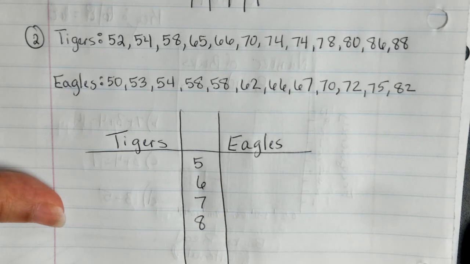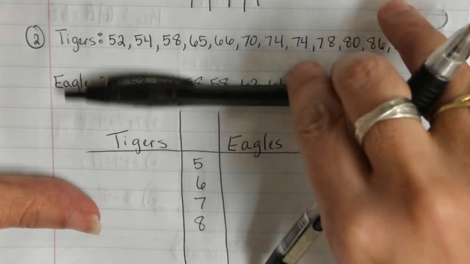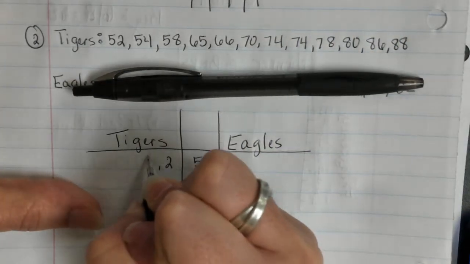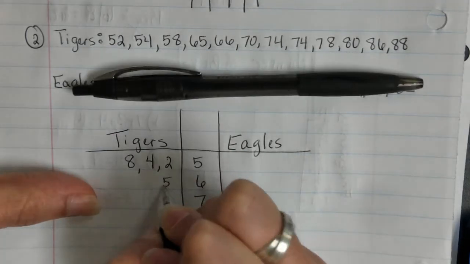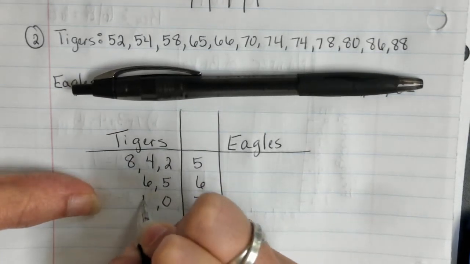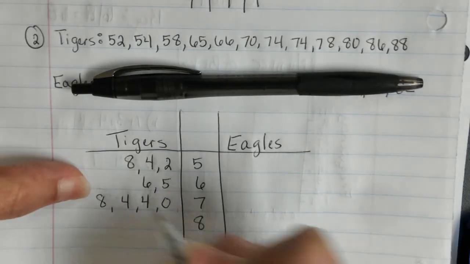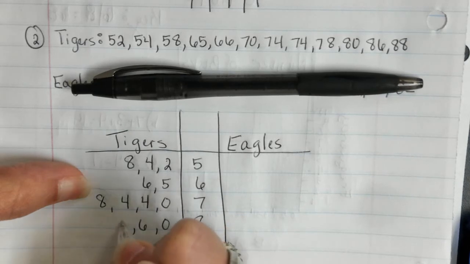Okay, so I'm going to do just, starting out, just the Tigers. Here I go. 52, 54, 58, 65, 66, 70, 74, 74, 78, 80, 86, 88.